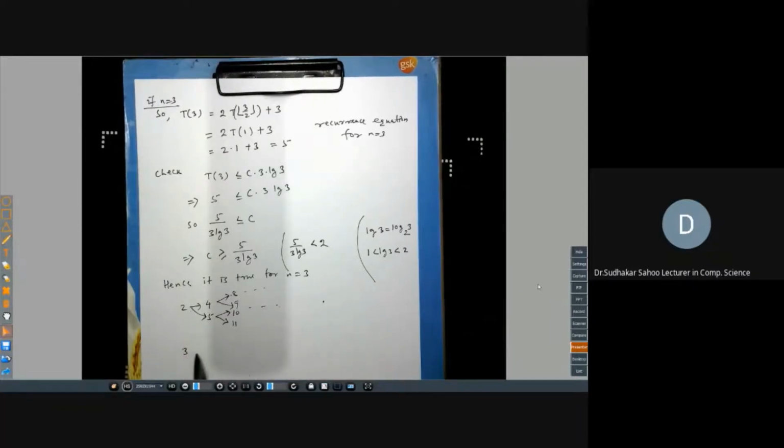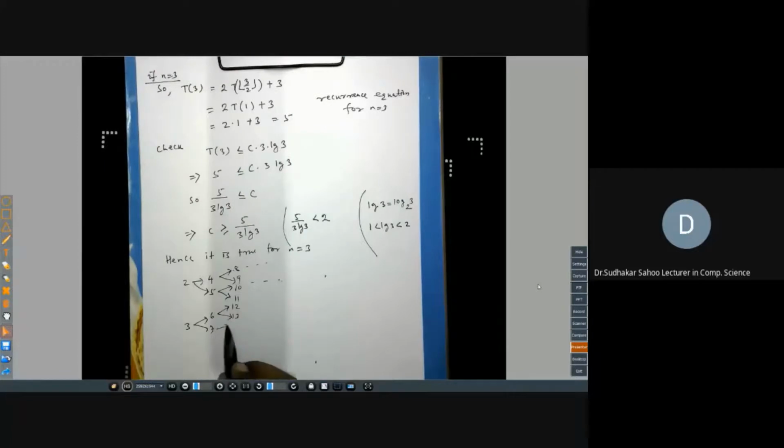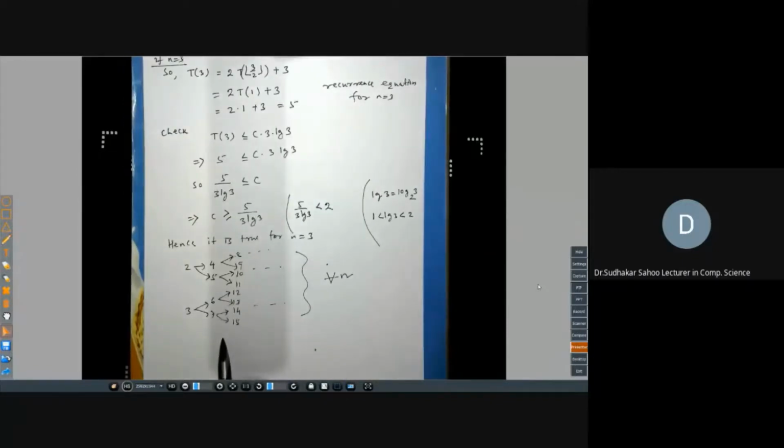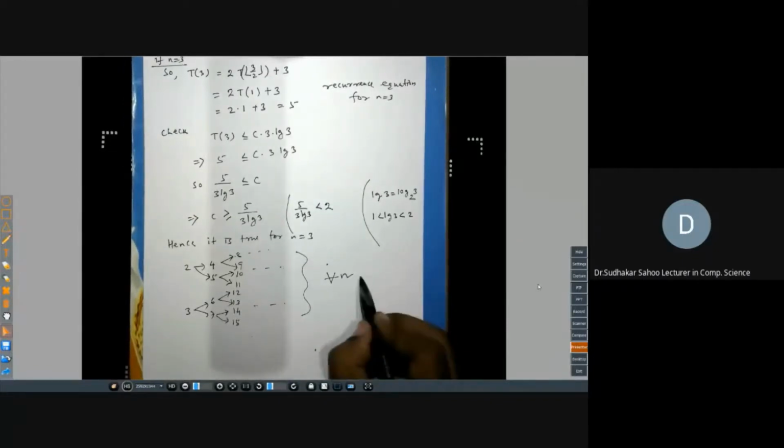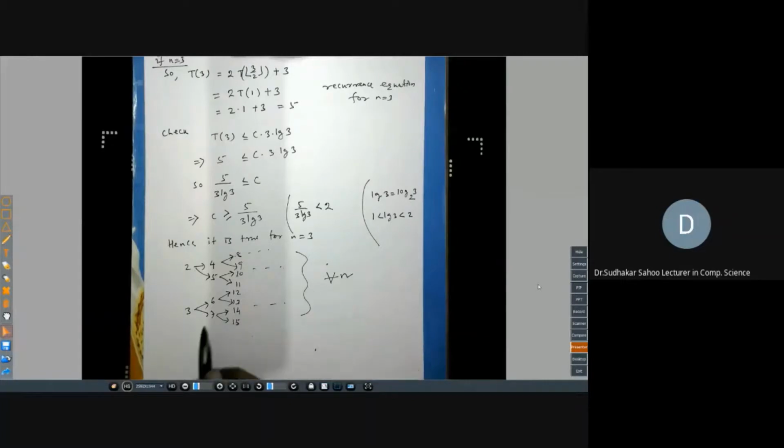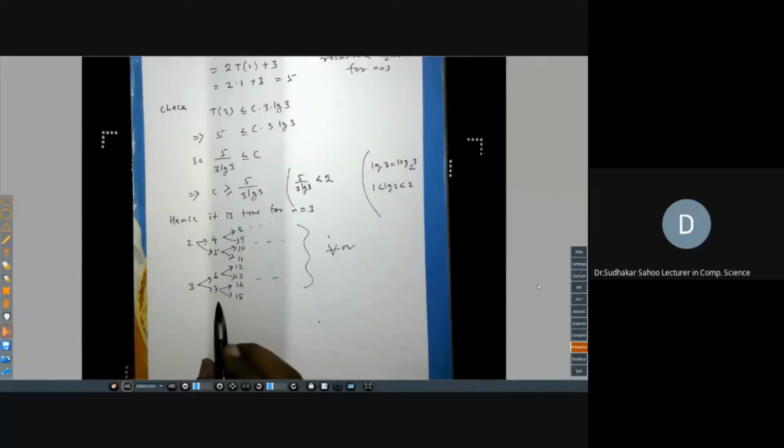From 3, you can get 6, 7. From 6, 12, 13. You can prove. If it is valid for 7, using induction, you can prove it for 7 and 15. Right? So that means this is valid for all n. For every n, we have proved. Right?